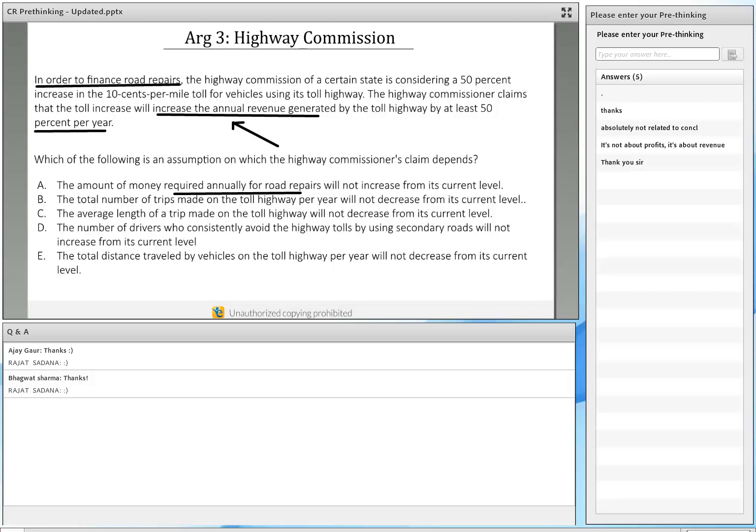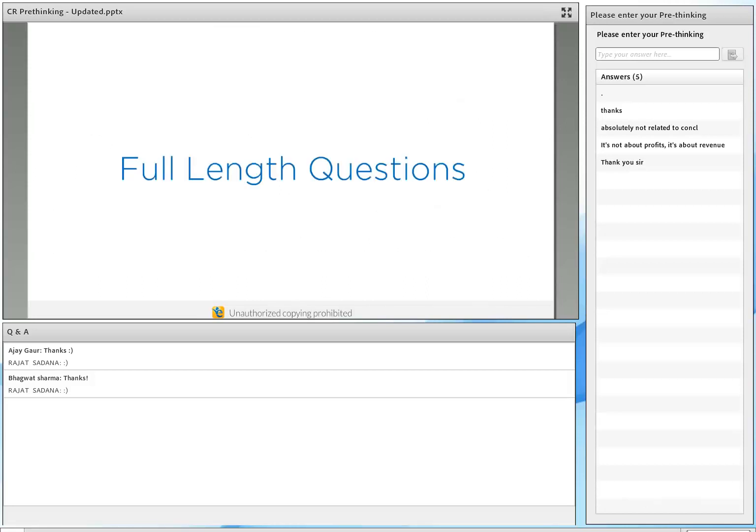Does that help, Garima? If you're still confused, think of yourself as this highway commissioner and think of a scenario where you increase the revenue by 50% and then the repair cost even goes up. Will you still blame the highway commissioner? No. Why? Because all he's saying is, I'm going to increase the revenue by 50%. He is not making any claim about the repair costs.